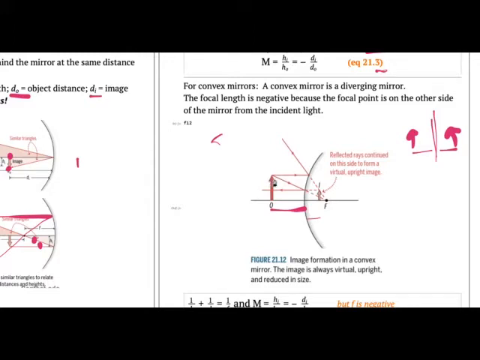Here's another ray of light. It's coming in toward the focal point. It's directed toward the focal point. Of course, it doesn't get to the focal point because that's behind the mirror. The mirror is opaque. But it hits the surface and it comes out parallel to the axis. So that's ideally for a parabolic mirror, but also for a spherical mirror approximately.